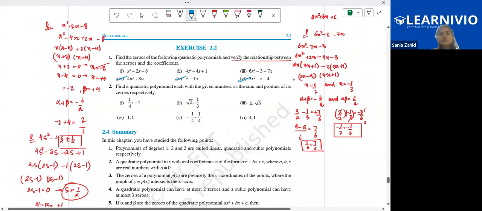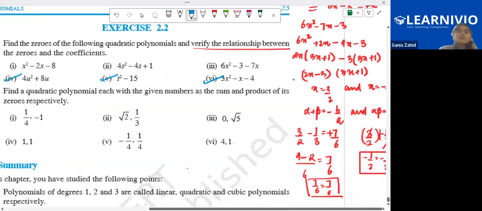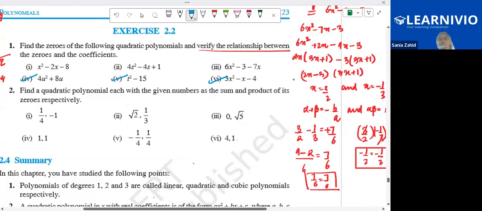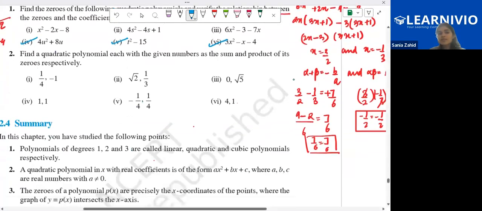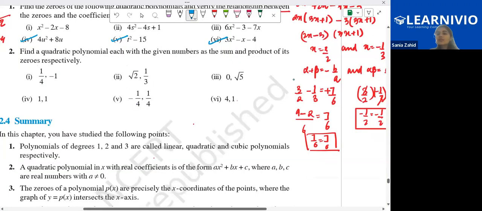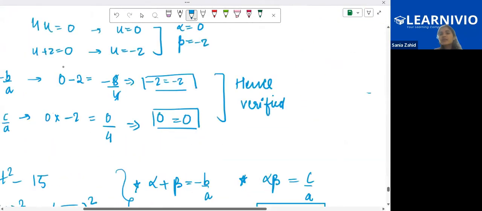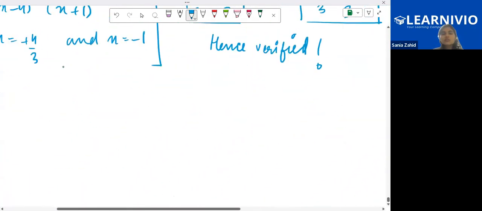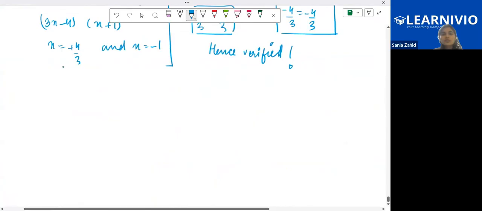Now we are done with the first part of the question, which is one type of question that they can ask you. The other type of question that we discussed in the previous class as examples was when zeros are given to you and you have to form the polynomial. Like here alpha is given to you, beta is given to you. Alpha is 1 by 4, beta is negative 1. So let's try doing this question.